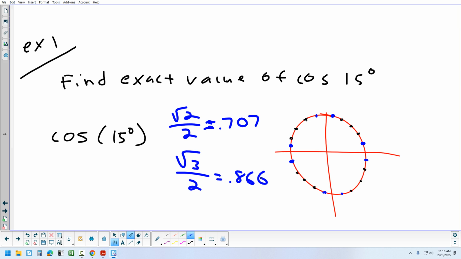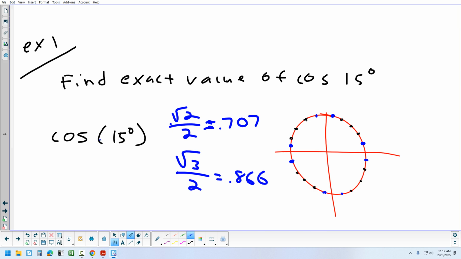The root 2 over 2, that came up in what kind of triangle? The 30-60 or the 45-45? Yeah, that came up in the 45-45-90. And the root 3 over 2, that one comes up in the 30-60-90. Yep. And we proved where these numbers came from. They come from the Pythagorean theorem, and we did that back at the beginning of chapter 6.